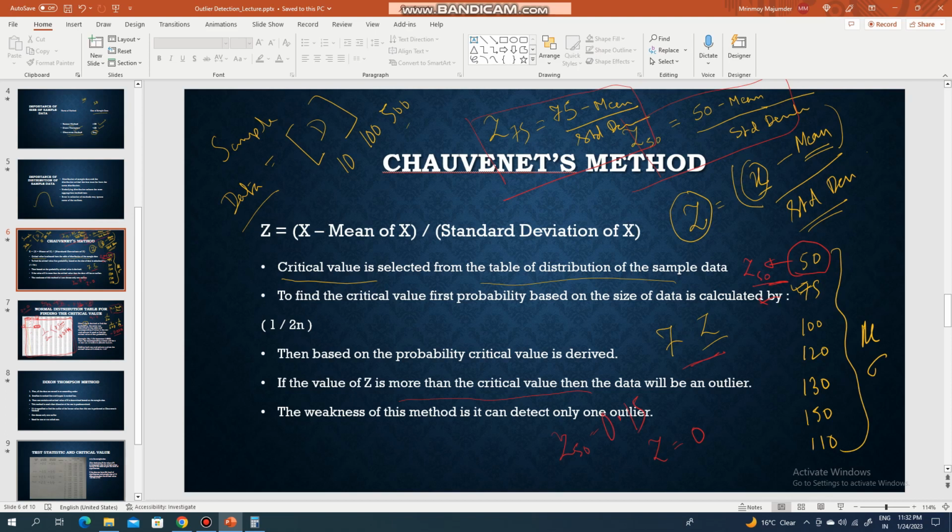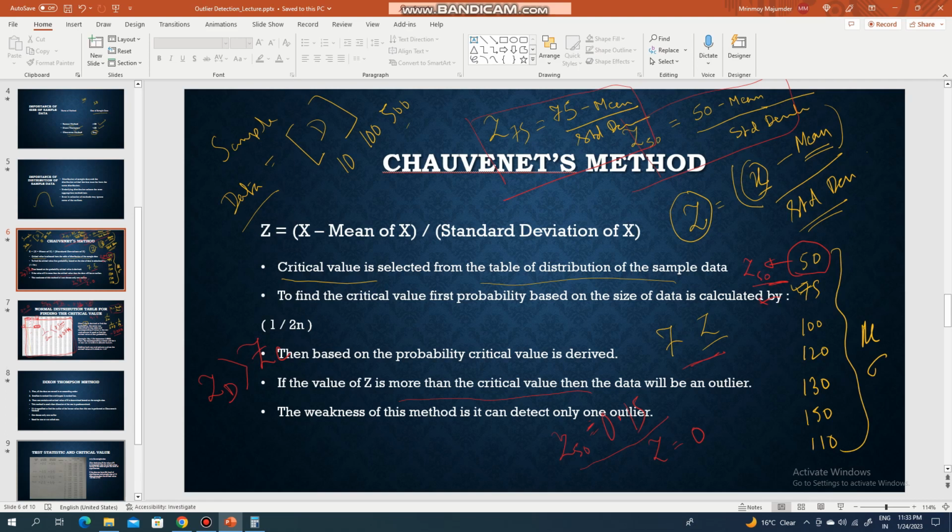But if the Z50 is found to be minus 0.15 or some value which is less than 0, then that point is not an outlier. So to be an outlier, the Z of your data point must be greater than the critical value of Z. Now the weakness of this method is that the Chauvenet method can identify only one outlier. Once it has detected an outlier, it is useless to apply this method again.